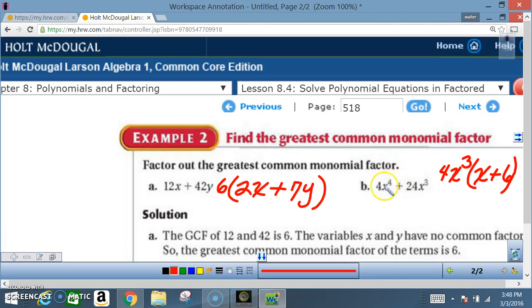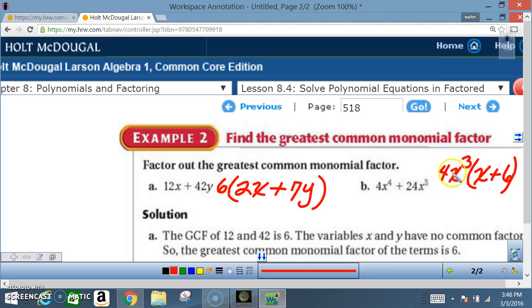Now this is going to be kind of easy here. Whenever you have a situation where you got x to the 4th and x to the 3rd, always pick the smaller one. It goes into both. X to the 3rd can go into x to the 3rd, and x to the 3rd can go into x to the 4th. But x to the 4th can go into x to the 4th, but it can't go into x to the 3rd. It's too big. So once again, x to the 4th, x to the 3rd, which is smaller, the x to the 3rd, so that's the one I pick.